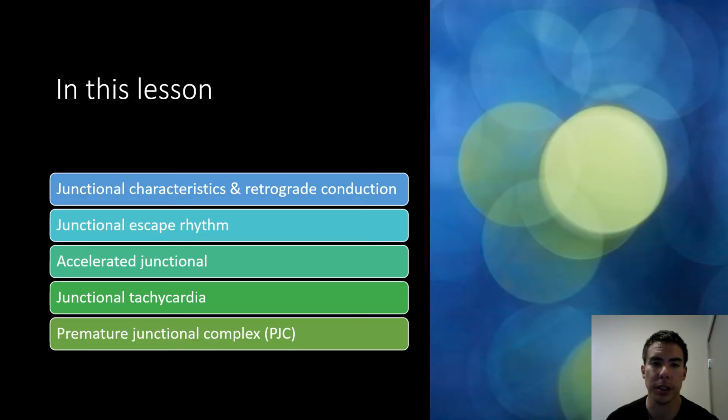So this is what we're going to talk about in this video. We're going to talk about junctional characteristics and retrograde conduction, and then our rhythms are junctional escape, accelerated junctional, and junctional tachycardia, and then we'll talk about premature junctional complex, or PJC, which is the same as a PAC that we discussed in atrial rhythms. So it's not really a rhythm of its own, but it's an ectopic beat basically.